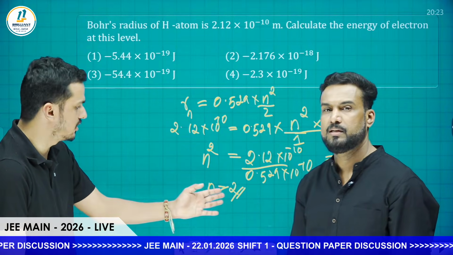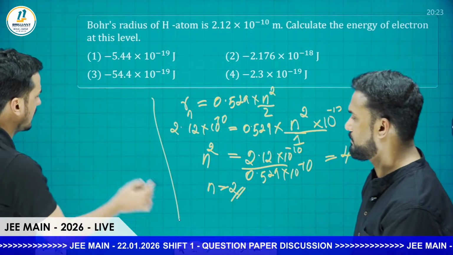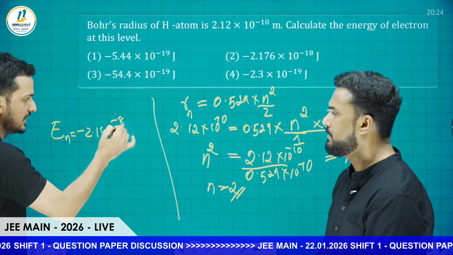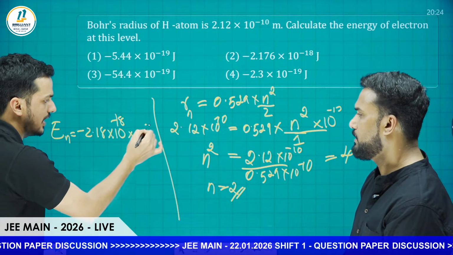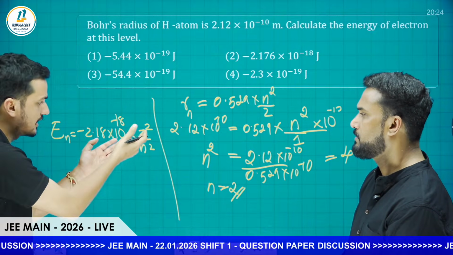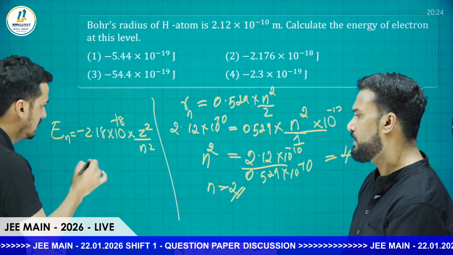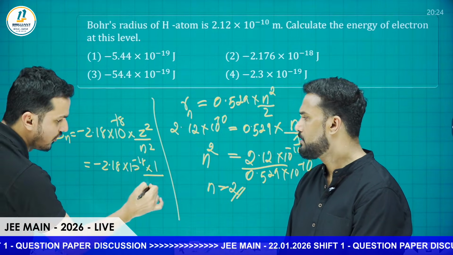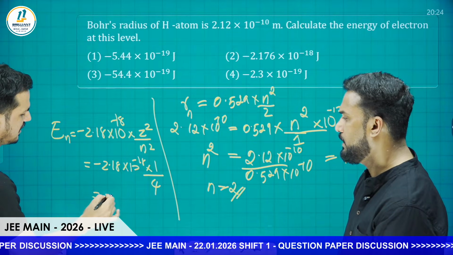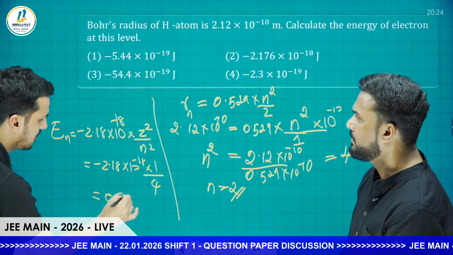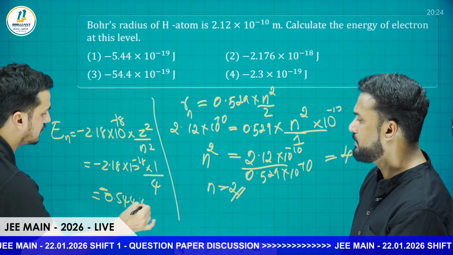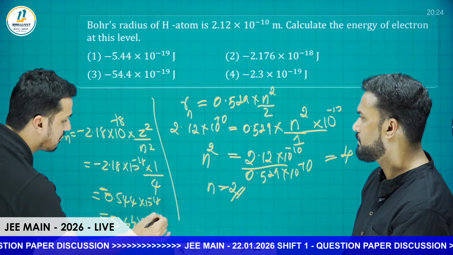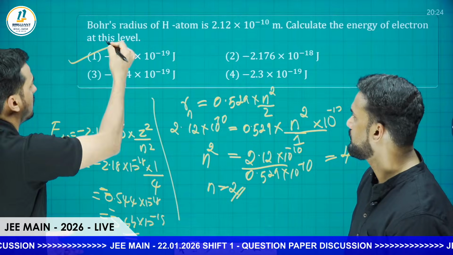Now we have to find the energy of the second orbit. Directly you can write energy of the second orbit is equal to minus 2.18 into 10 raised to minus 18 into Z square by n square. Substituting for hydrogen, Z is 1, so minus 2.18 into 10 raised to minus 18 into 1 by 4. That will be minus 0.544 into 10 raised to minus 18, that means minus 5.44 into 10 to the power minus 19. It is negative, so option 1 will come.